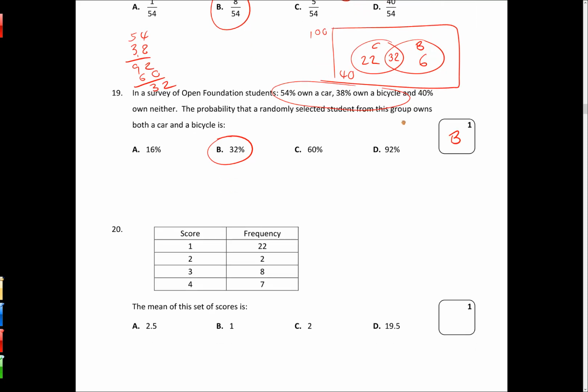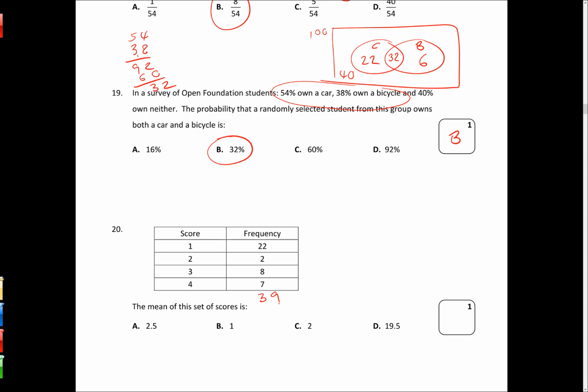The mean, well, remember, don't just pretend there's a 1, a 2, a 3, and a 4. Because there's 22 ones, there's 2 twos, there's 8 threes, and there's 7 fours. There are not just 4 scores here. The total of the frequency column is how many scores I've got. 22 and 8 is 30, plus 7 2 is 39. There are 39 scores here.